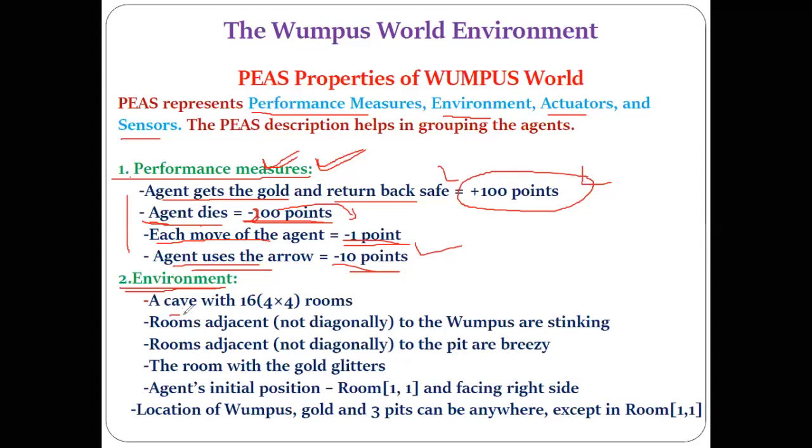So as I told you, a cave with 16 rooms, that is 4 by 4, is nothing but the environment for our AI agent. Also, the rooms adjacent, not diagonally, to the Wumpus are stinking. That is also one of the environment properties.